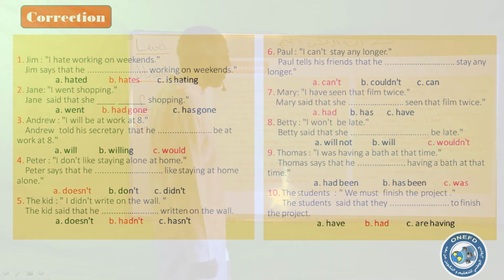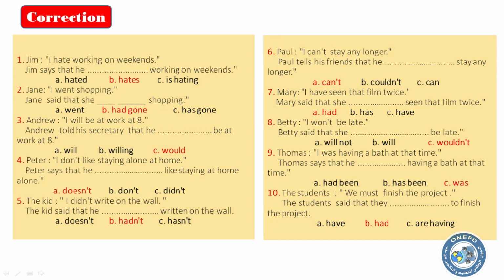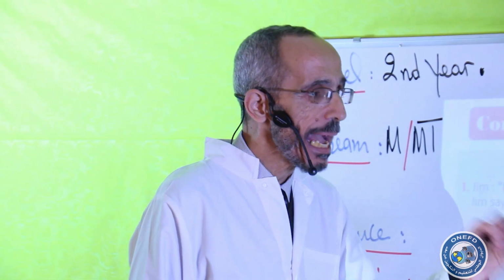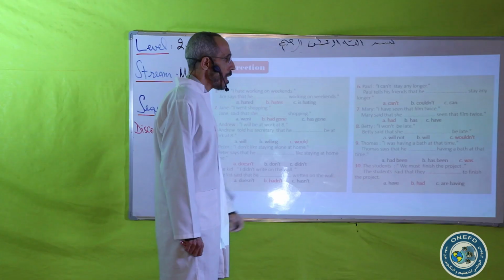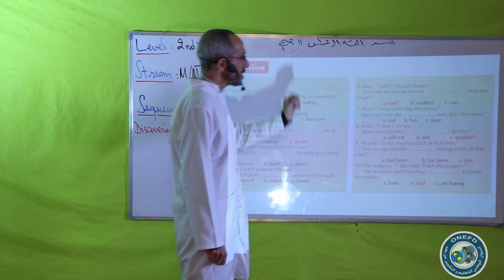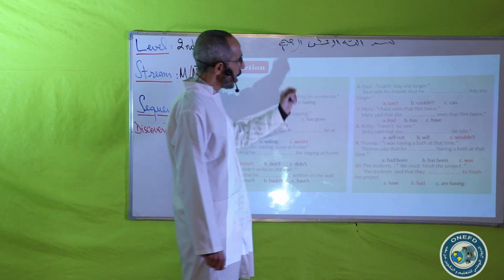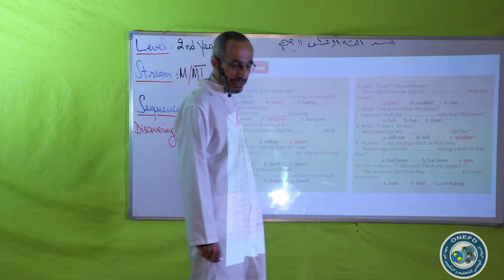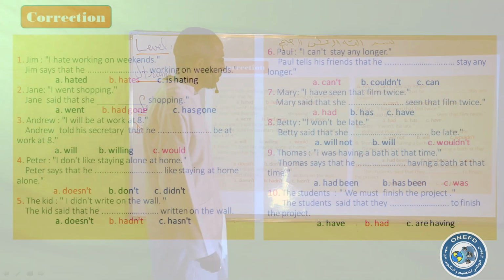Number 6. Paul. I can't stay any longer. Paul tells his friends that he can't stay any longer. Can't here remains the same. We don't change it because the reporting verb, tells, is present.